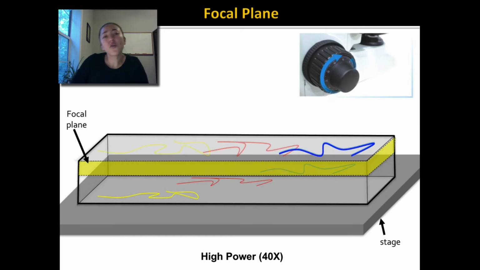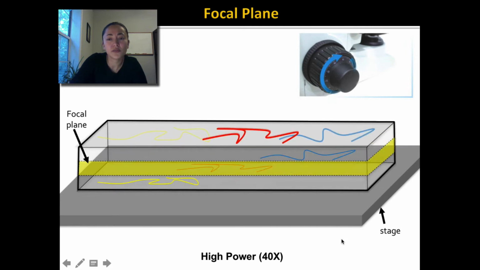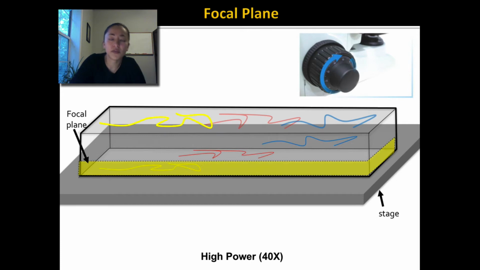Now remember, the focal plane is the slice that is in focus through an object. And so you can see that my focal plane is shown in the yellow here, and only the blue thread is in my focal plane. If I move the stage by turning the fine or coarse adjustment knobs here, I can bring the red thread into the focal plane. If I move it up even further, now I can bring the yellow thread into the focal plane. So I can manipulate the focal plane by moving the stage up and down, by turning the coarse and fine adjustment knob.